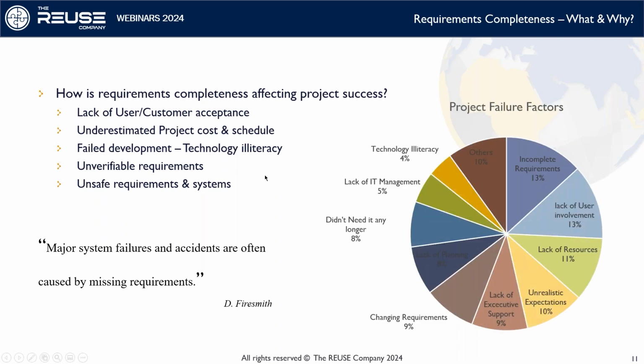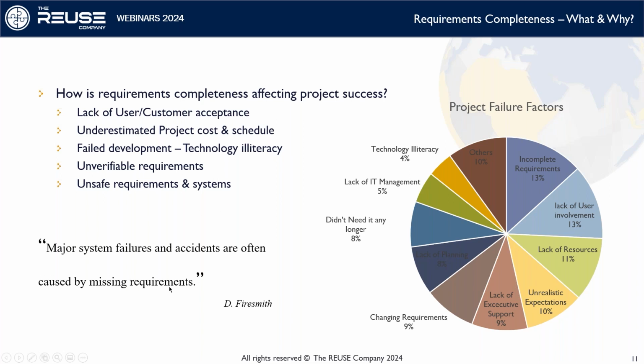So the concept of technology illiteracy. So if we don't have sufficient technology definition in the requirements, at least from the expected behavior or functions, then we might end up with a partially functional product. We might end up with unverifiable requirements. So the set of requirements, or what forms the specification, needs to be verifiable. So if we don't have all the requirements, then we might end up with situations in which the system is not verified, and we can end up also with unsafe requirements and systems.